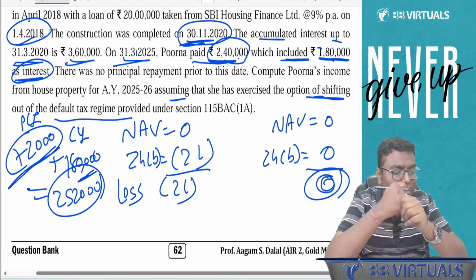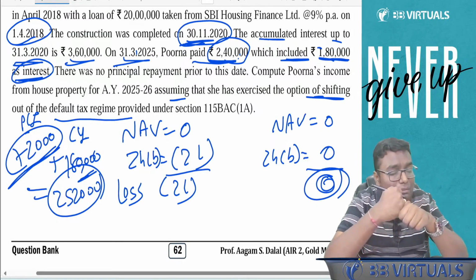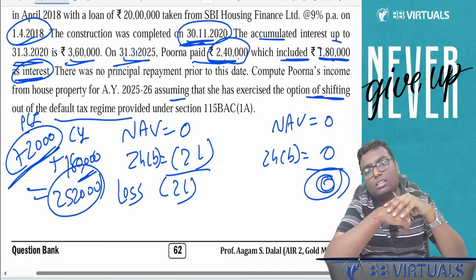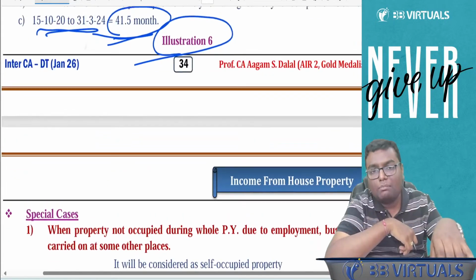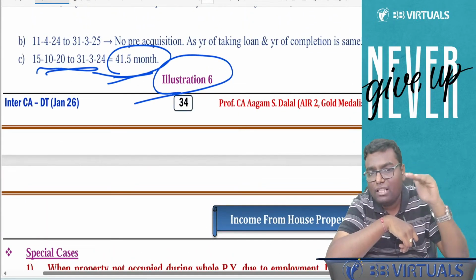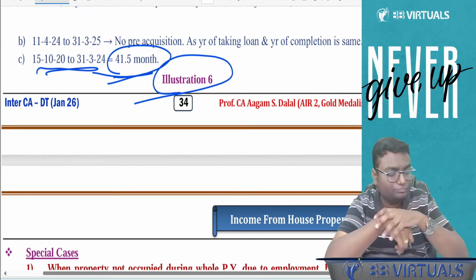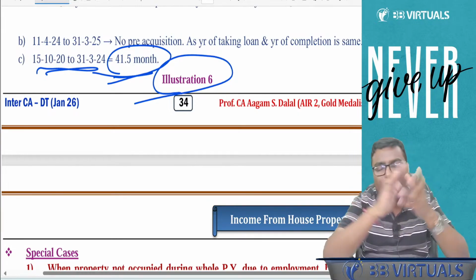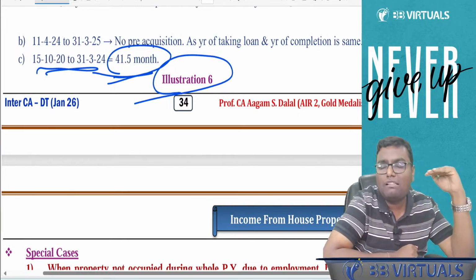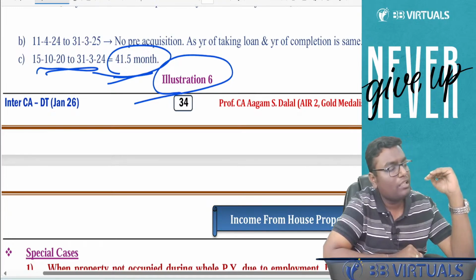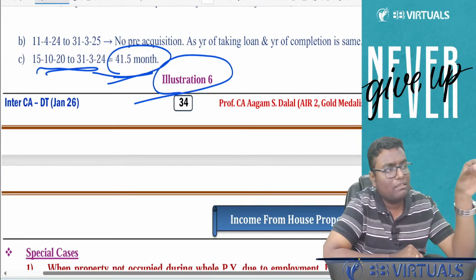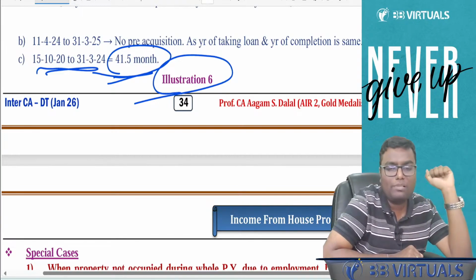We are supposed to do nothing different. We are just supposed to implement the same thing which we have learned up to now. I'm starting special cases, but before that, first of all, let us recall whatever we have done up to this particular point. I'm beginning with that structure. What is the structure of calculation? Gross annual value minus municipal tax paid by owner during the previous year gives net annual value, minus deduction under section 24 clause A, 30% of NAV, and clause B, interest on borrowed capital. I will get income from house property.